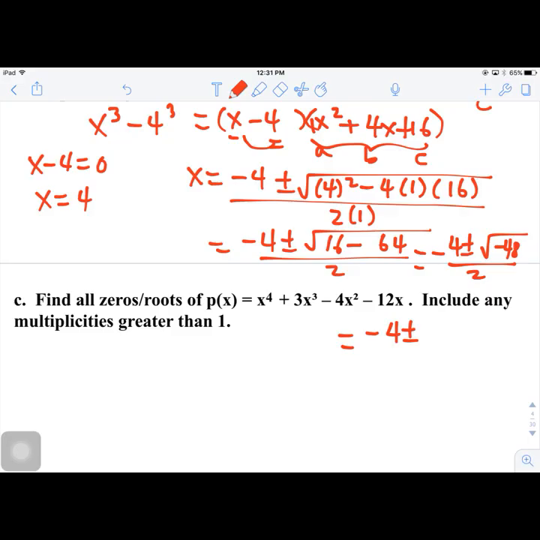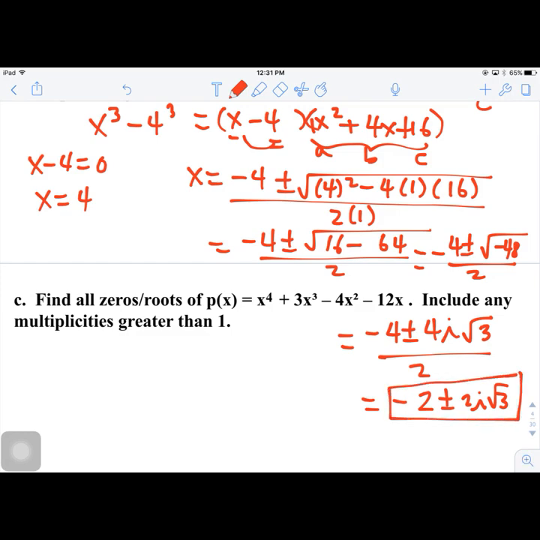-4 plus or minus 2i, no, I'm sorry, 4i radical 3 over 2, and we can reduce it by a factor of 2 to give us -2 plus or minus 2i radical 3.